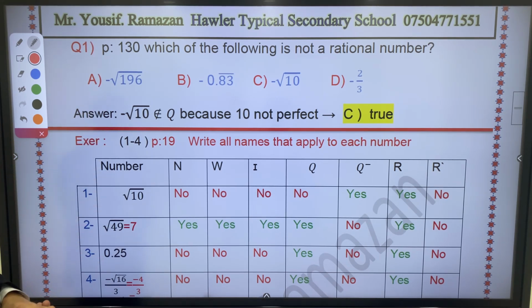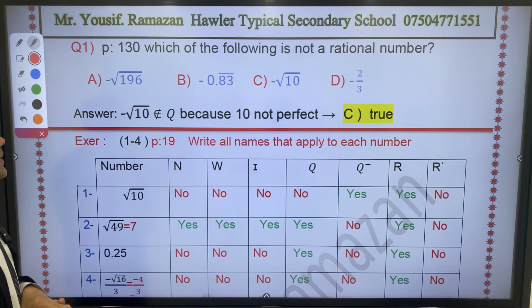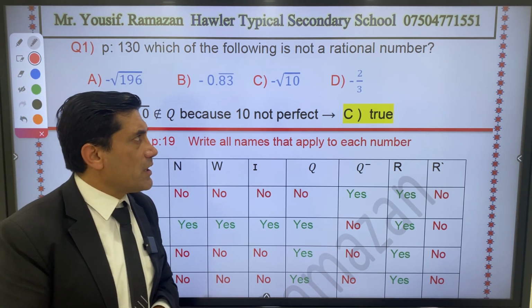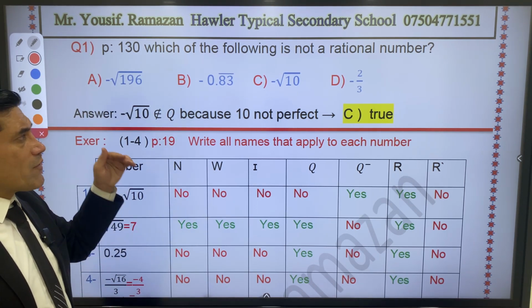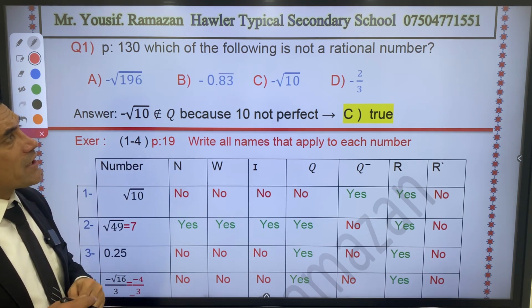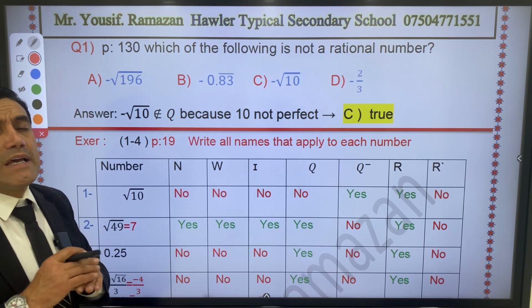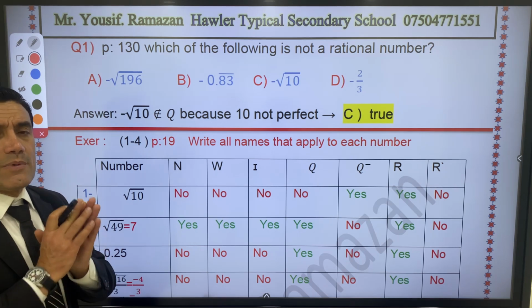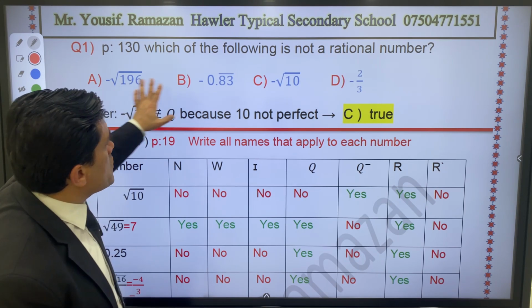Okay, we have one question about rational or irrationals on page 113. The book said, which of the following is not a rational number? That means which of the following is Q prime? When the book said is not a rational number, that means an irrational number. The symbol of irrational numbers, you know, is Q prime. So which of the following is Q prime?